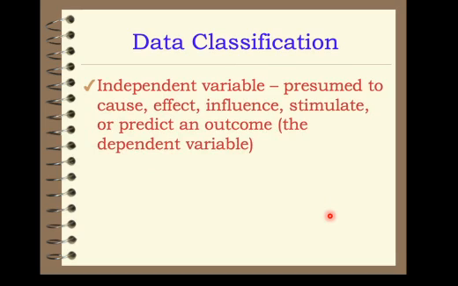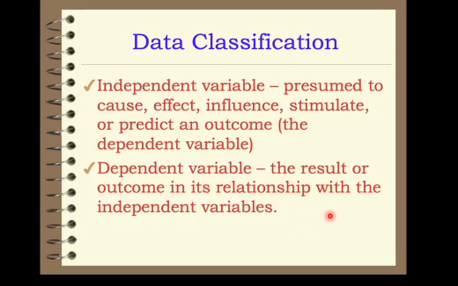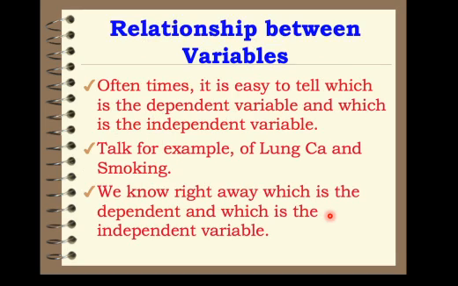And the independent variable is presumed to cause, affect, influence, stimulate, or predict an outcome. The outcome is the dependent variable. And the dependent variable is the result or the outcome in its relationship with the independent variable. Now, many times it's easy to tell what is the dependent variable and what is the independent variable.